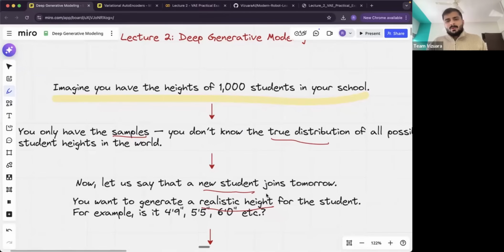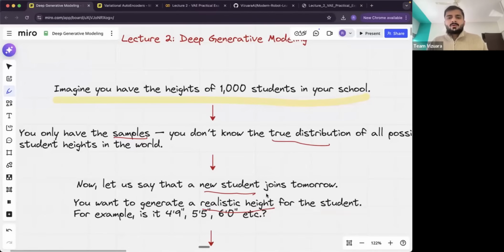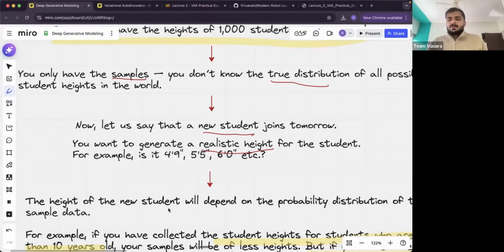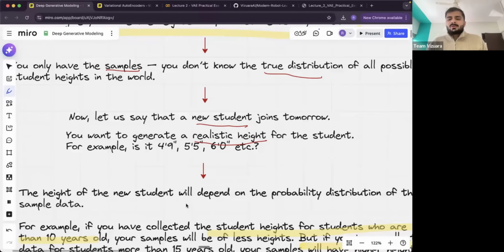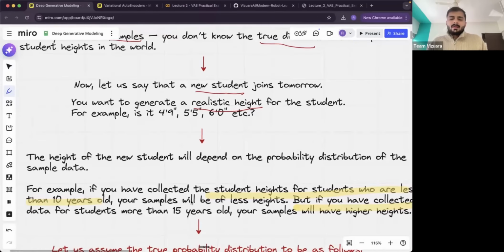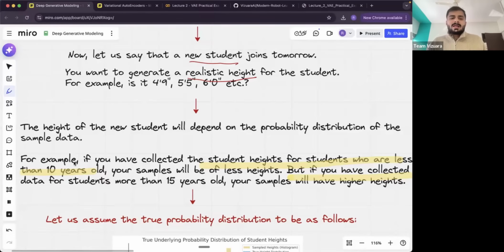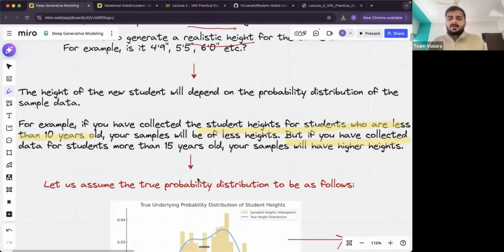Okay, so once this problem is given to you and you do not have the true distribution, then how are you going to solve this problem? Let's try to understand this. The height of the new student will depend on the probability distribution of the sample data. For example, if you have collected the students' heights for students who are less than 10 years old, your samples will be of less heights. But if you have collected data for students who are more than 15 years old, your sample will have higher heights. So first, let us look at the true distribution.